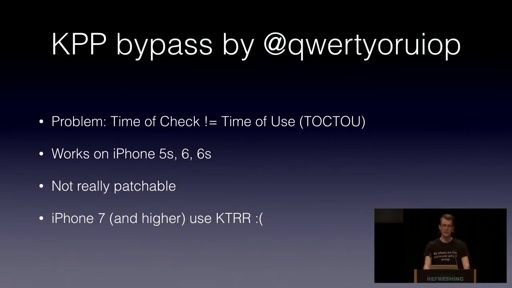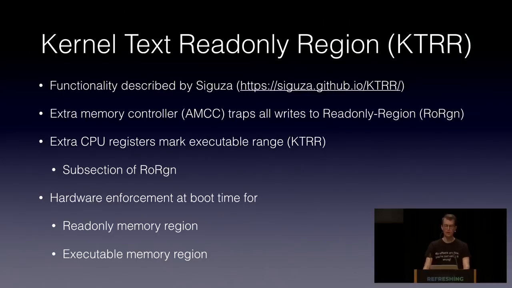However, with the iPhone 7, Apple introduced KTRR, and they really managed to build an unpatchable kernel. So how does KTRR work? Kernel text read-only region, which I'm going to present as described by Siguza in his blog, adds an extra memory controller, the AMCC, which traps all writes to the read-only region. And there are extra CPU registers, the KTRR registers, which mark an executable range. And they obviously mark a subsection of the read-only region.